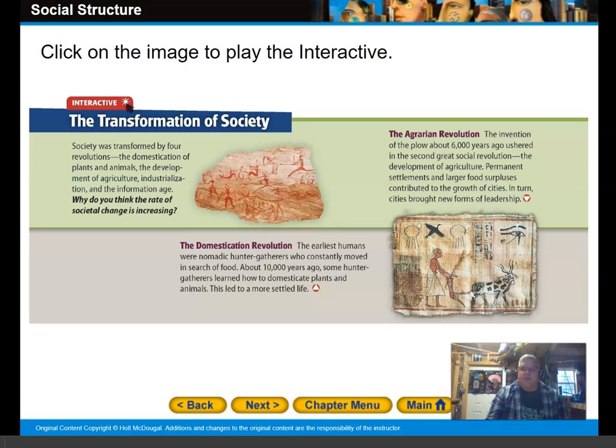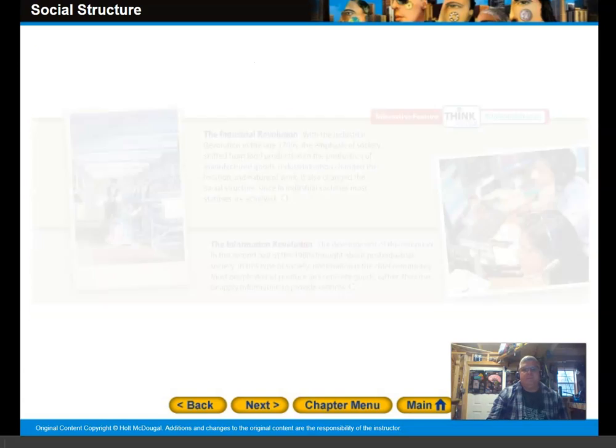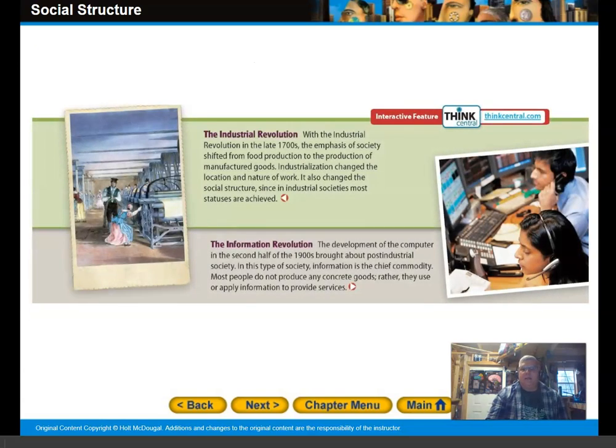This contributed to the growth of cities, and cities in turn brought new forms of leadership to the people. The next big jump will take place with the Industrial Revolution in the late 1700s. The emphasis of society shifted from food production to the production of manufactured goods, and industrialization changed the location and nature of work. It also changed the social structure in industrial societies.